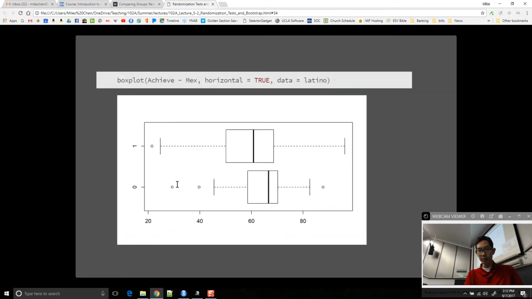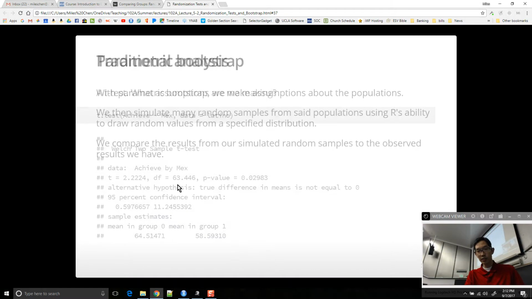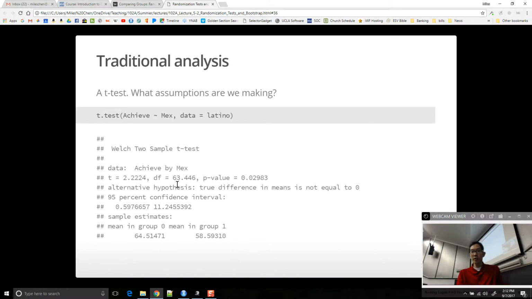Okay, so we've done this. The question says, what assumptions are we making? What are the assumptions that we are making?